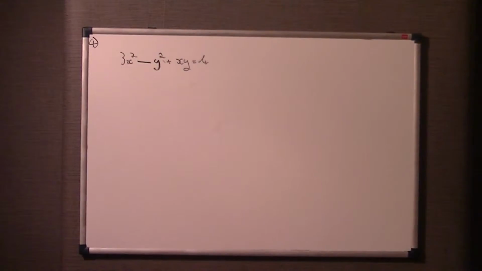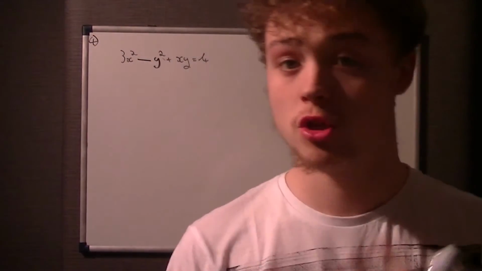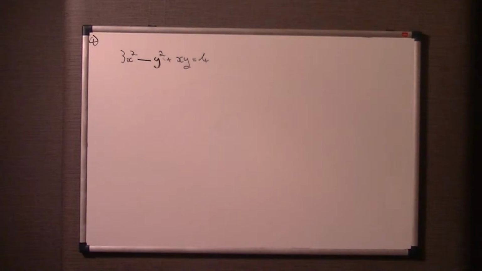Hello, this is now question number 4 for Edexcel's C4 June 2008 past paper. Okay, so we are told there's a curve that has this equation, which is 3x squared take y squared plus xy equals 4. We're told that points P and Q lie on the curve. The gradient of the tangent to the curve is 8/3 at P and Q.